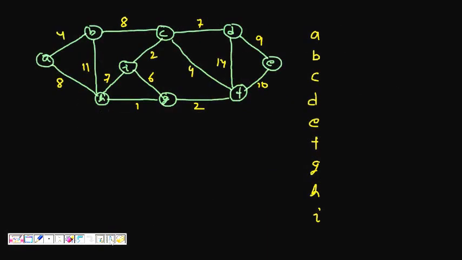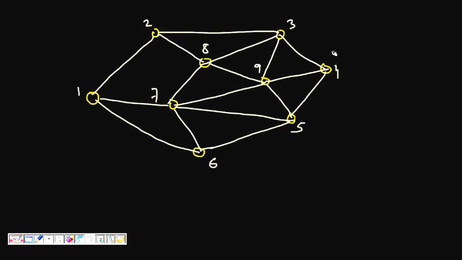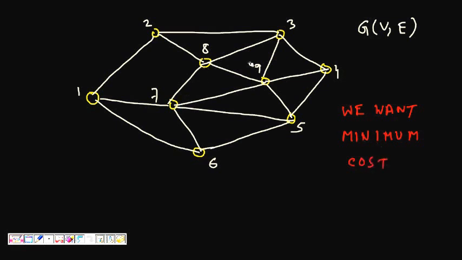Let's take for example a graph G(V, E), where these are the nodes 1, 2, 3, 4 till 8, 9, and you are given some edges. Let's assume that these are some cities and the government wants to make roads to join all the cities. But of course we want minimum cost in constructing roads across the cities.